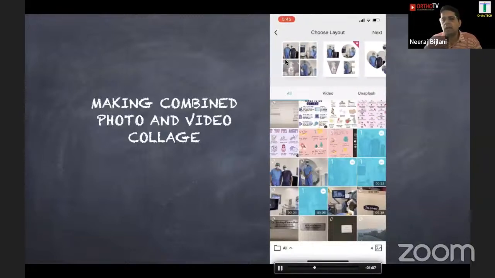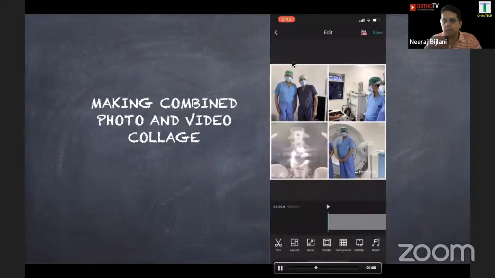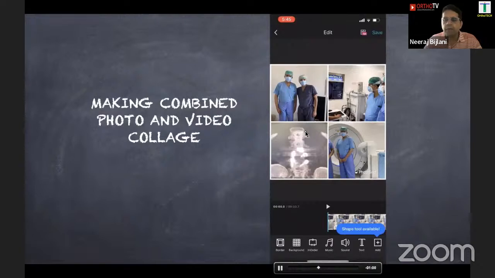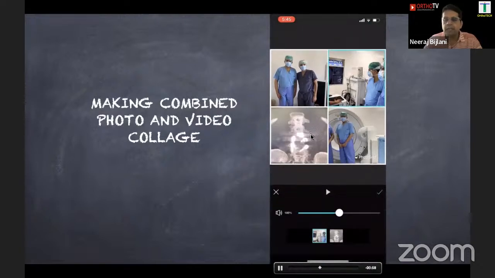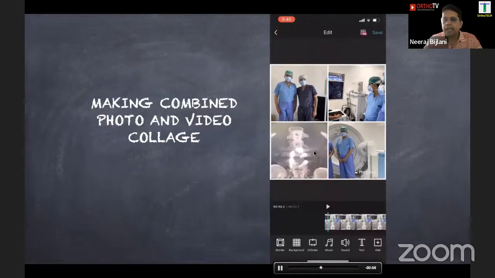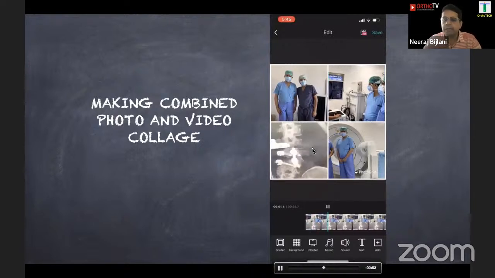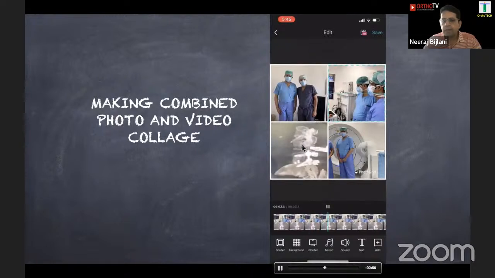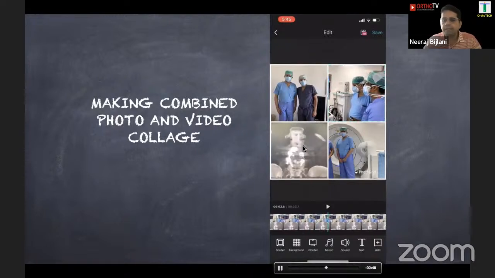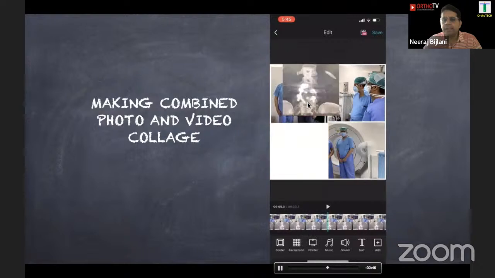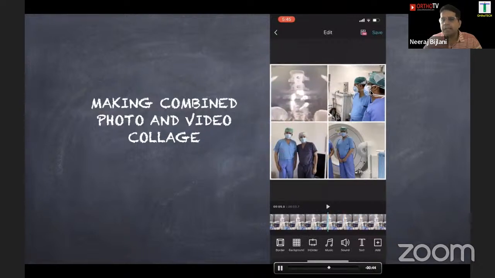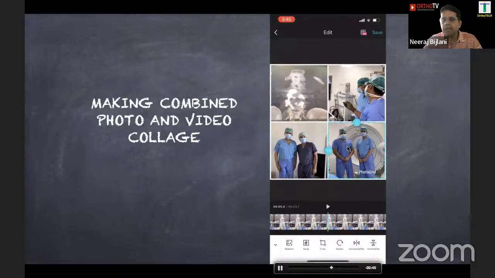There are always designs, but I will select this first one because we are using it for professional purposes. Then for each photo and video, I can use it and mark it up. I can remove the sound if I don't want the sound. I can keep the sound of one video. So this is the OAM navigation system. And then I have adjusted the video so that it appears that we are looking at this as Dr. Shailesh is explaining it to me. And these are the photos.